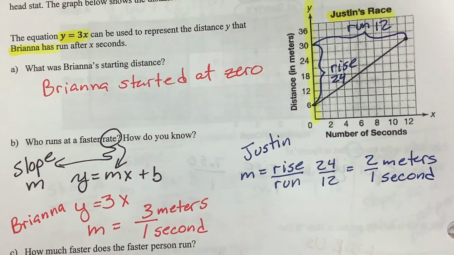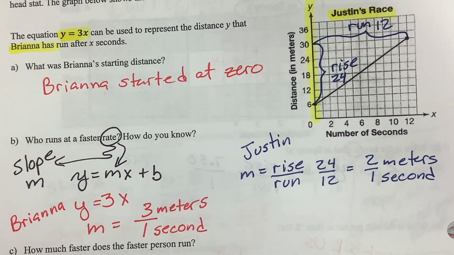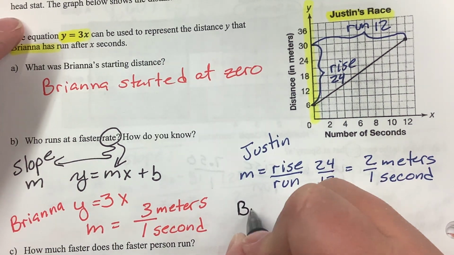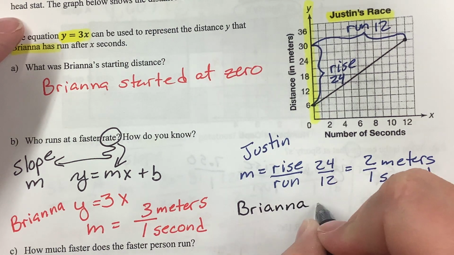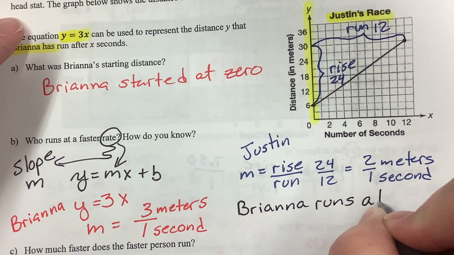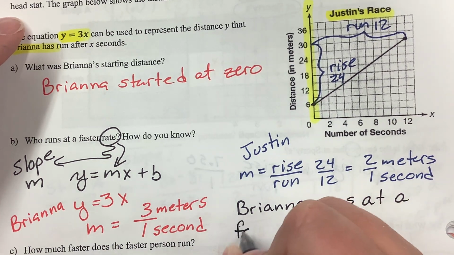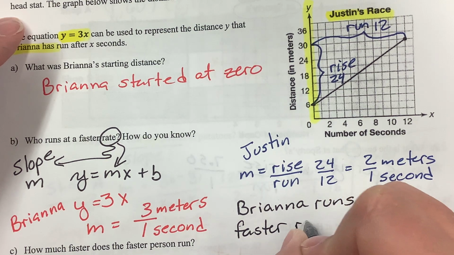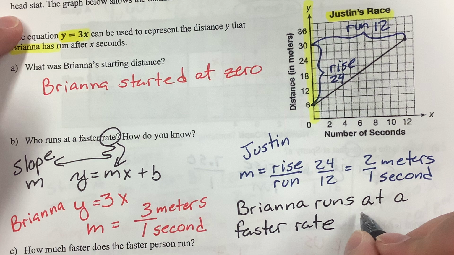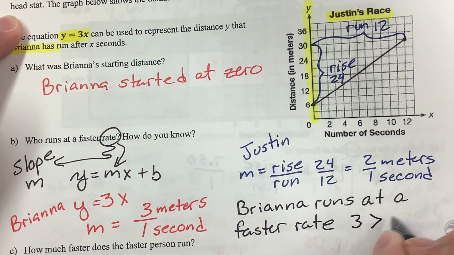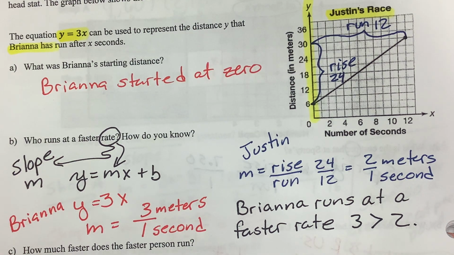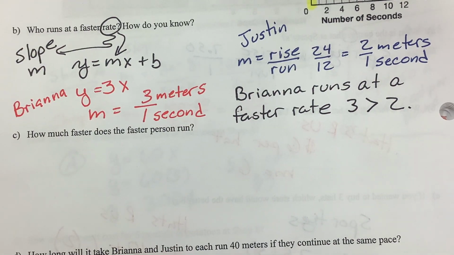So who's faster? Brianna's running 3 meters per second and Justin is running 2 meters per second. So who's gonna win this race? Probably Brianna. She's running a lot faster. A meter is a big distance. It's about 2 steps. So who runs a faster rate? Brianna runs at a faster rate. And how do I know? 3 is greater than 2.